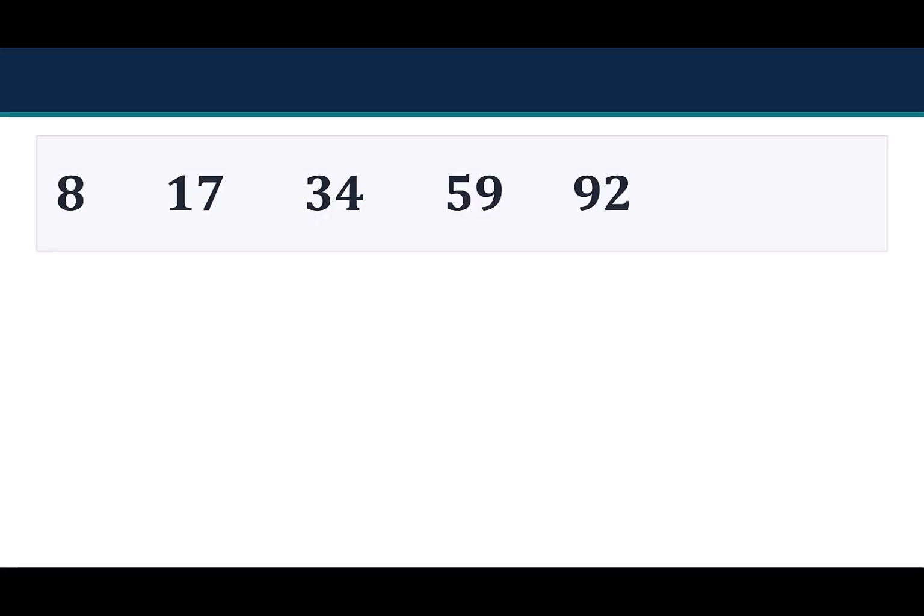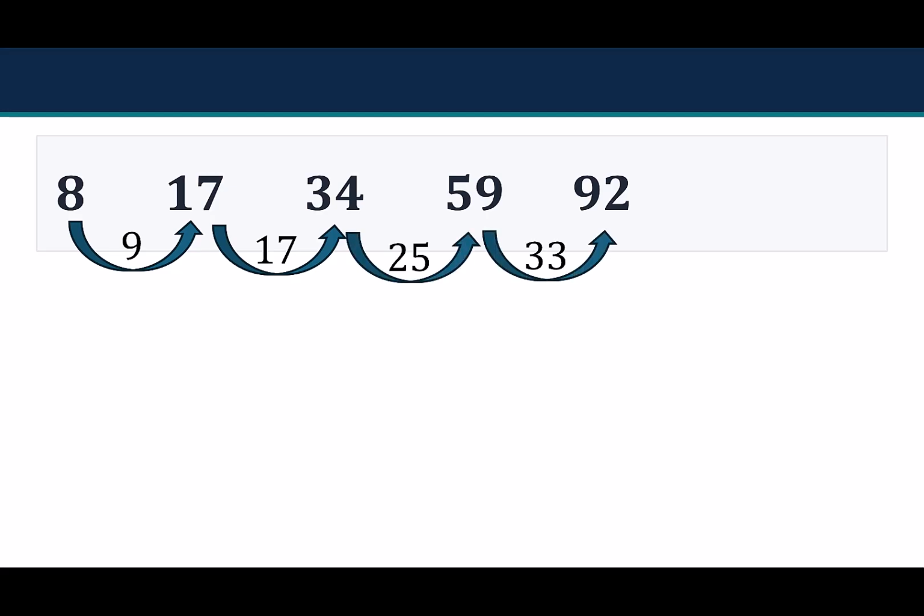We're going to start with this sequence: 8, 17, 34, 59, 92. And probably what you usually would do is look for the difference between the terms. So 8 to 17 has a difference of 9, then 17 to 34 is 17, 34 to 59 has a difference of 25, and then 59 to 92 has a difference of 33. And what we see here is that we don't have a constant difference between terms, so I know I don't have an arithmetic sequence. But something interesting is happening with these differences.